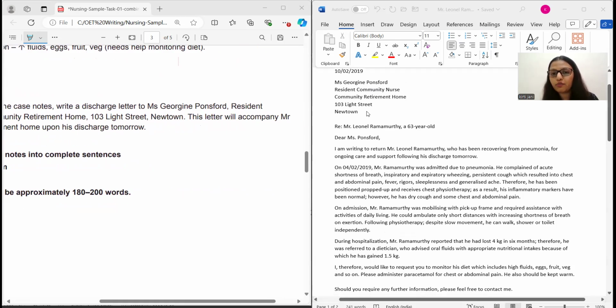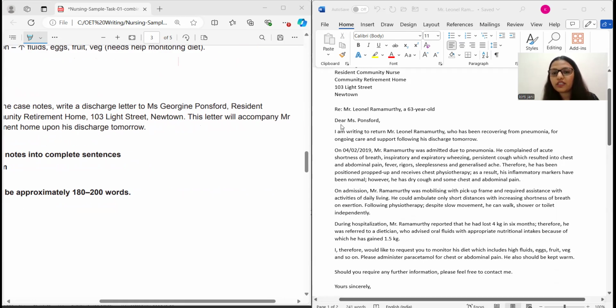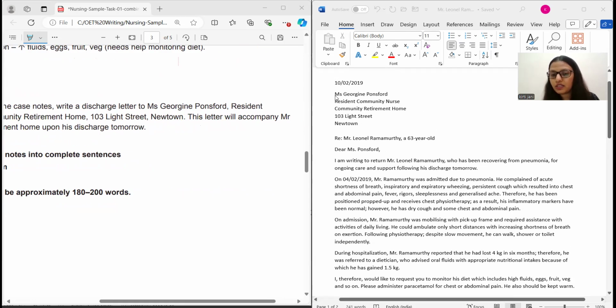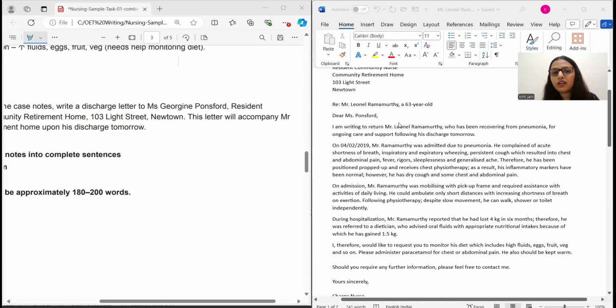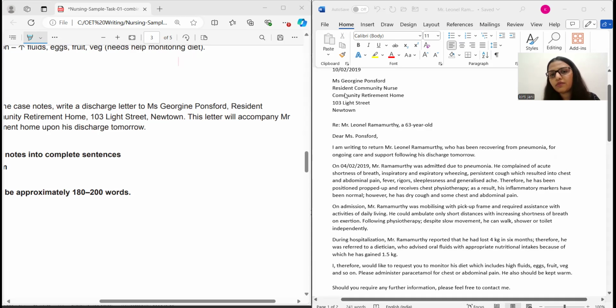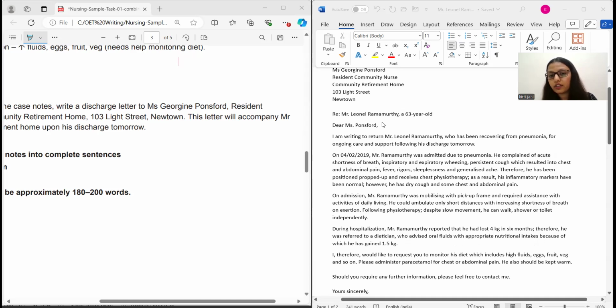But you can see I haven't put any commas or any punctuations. Then you should leave a line and you can write RE line where I have mentioned patient's name and age, and then the salutation with Dear Miss Ponsford. Now, name is given, Miss is title, and Ponsford is a family name. So, when you are addressing the reader for the second time, you just have to write the title and the family name. Dear Miss Ponsford. This is the formal way of beginning. And if the name is not given, you may probably write that Dear Nurse. Okay, sometimes they do give names, sometimes they don't. So, you need to be flexible according to the given task.